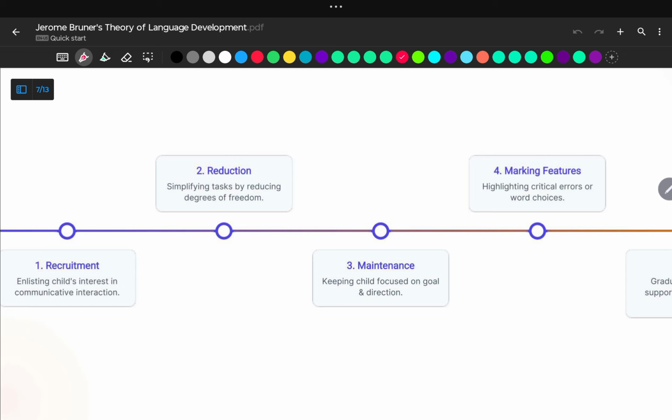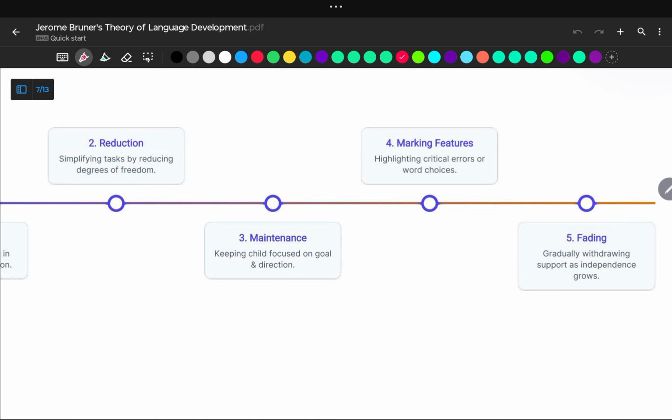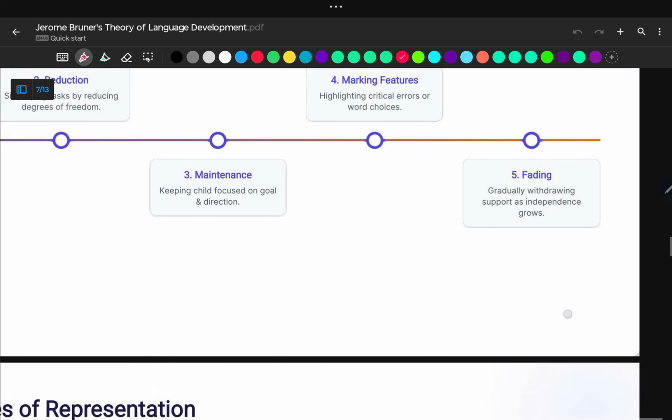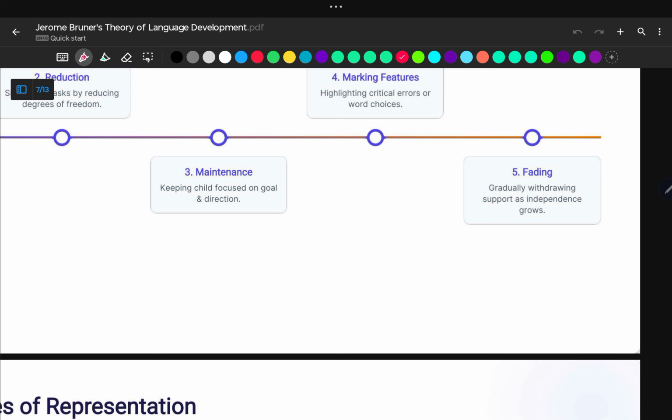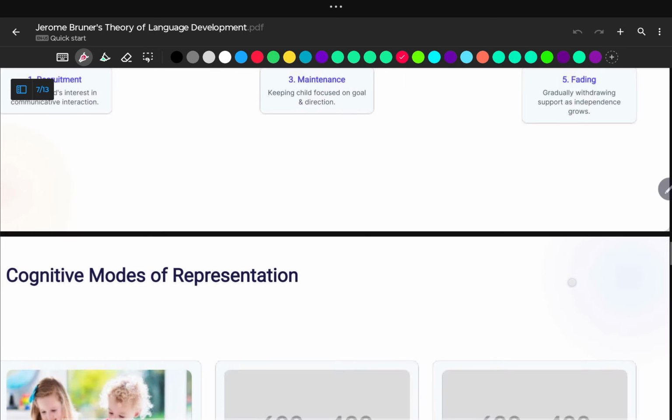What is reduction? Reduction is simplifying the task by reducing degrees of freedom. And what is maintenance? Keeping the child focused on goal and direction. And what are marking features? Highlighting critical errors or word choices. And what is fading? Gradually withdrawing support as independence grows, which is also known as scaffolding.